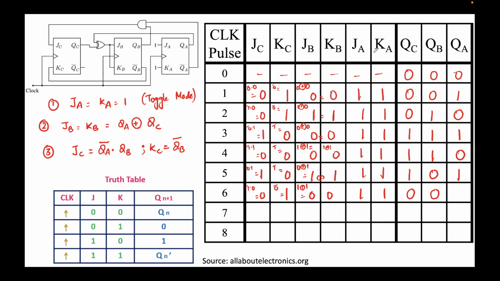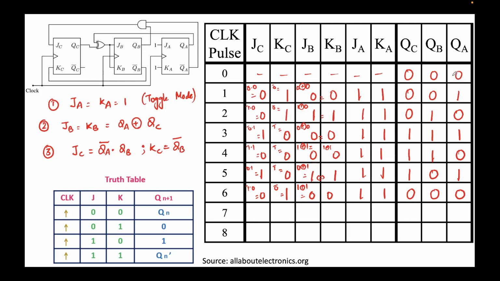For QA, you look at JK. JK both are 1, 1 means fourth row. Fourth row means the output should toggle. This means QA should toggle. QA will toggle from 1 to 0. Now let's compare this row with the first row. So 0 0 0 and 0 0 0. This means we have reached the initial state.